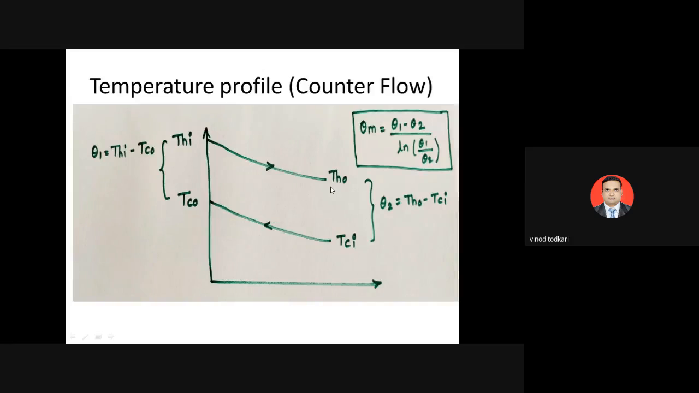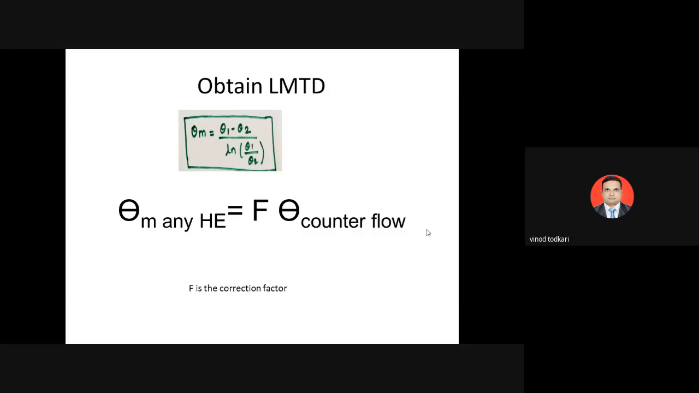If it is counter flow, what will be theta 1? THI minus TCO. What will be theta 2? THO minus TCI. Okay. Then how do we calculate LMTD? Simply we apply the equation theta m is equal to theta 1 minus theta 2 upon ln of theta 1 by theta 2. Now this is the formula to calculate LMTD for parallel flow or counter flow.